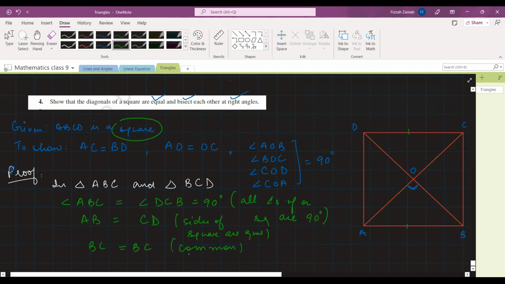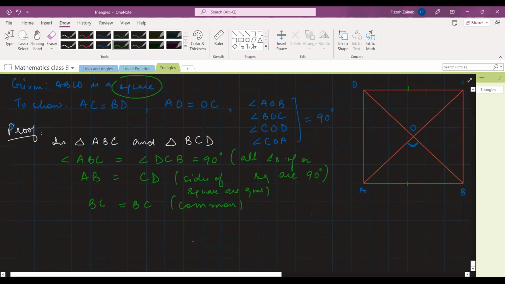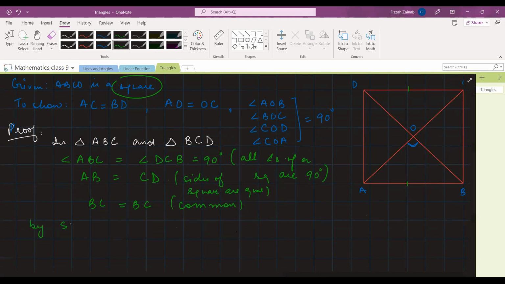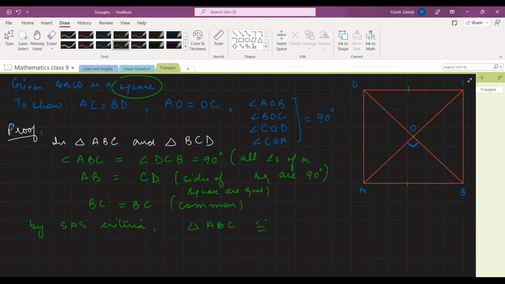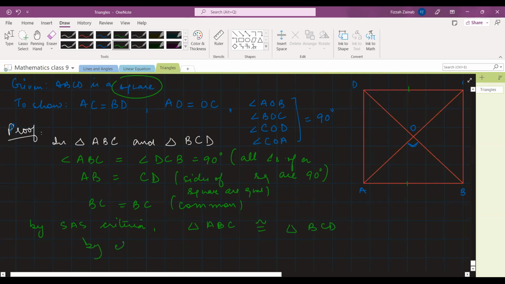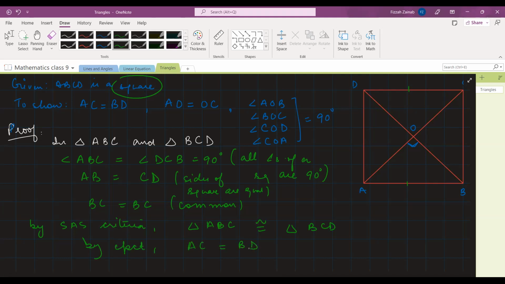Yes, ma'am. So which criteria does it become? There are two sides and one angle. So SAS, right? By SAS criteria, triangle ABC is congruent to triangle BCD. And by CPCT, you can say that the side AC is equal to BD. Is that understood so far? Yes, ma'am. All right. So the first thing we have shown that the diagonals are equal.